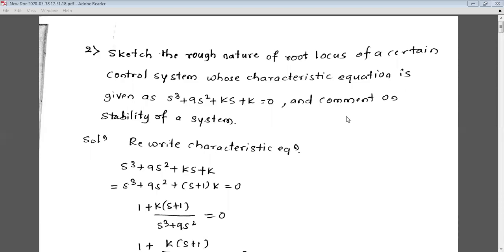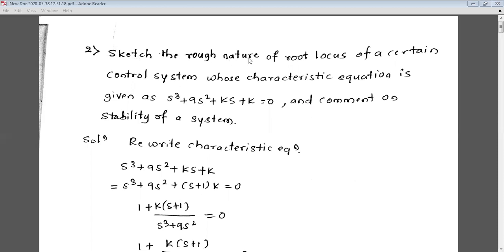Hello students. In the last class I discussed the introduction of root locus and rules of construction of root locus, as well as one numerical. So today we'll start with a new numerical on the root locus technique. The problem statement goes this way.